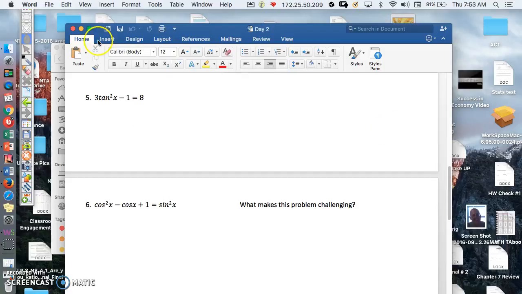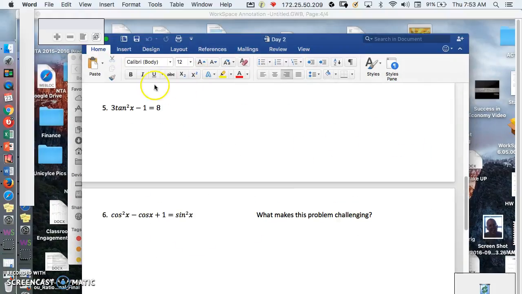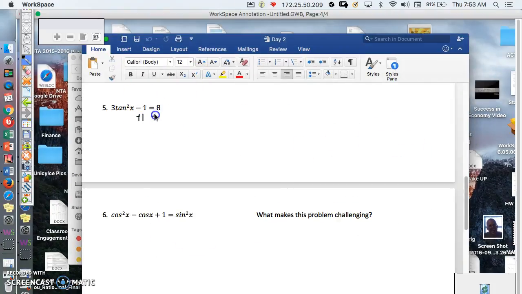Now let's take a look at this next one here. So we have to do some solving. So we add 1, tan squared of x equals 3, divide by 3. So we have the tangent squared of x equals 3. Take the square root.